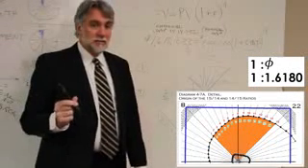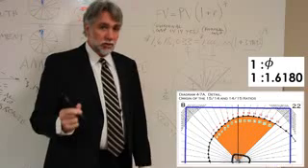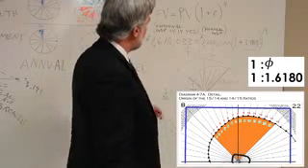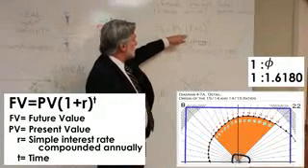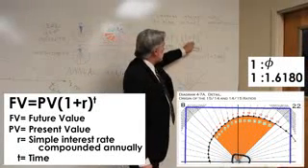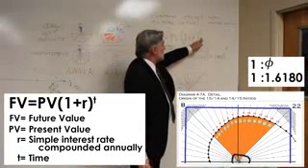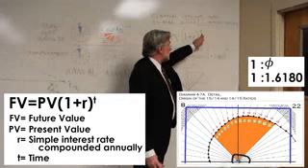This is not a statistical question. This is a straightforward geometric question. And the answer is that the future value of any particular amount is the present value times 1 plus the rate of interest, raised to the time period that is being considered.